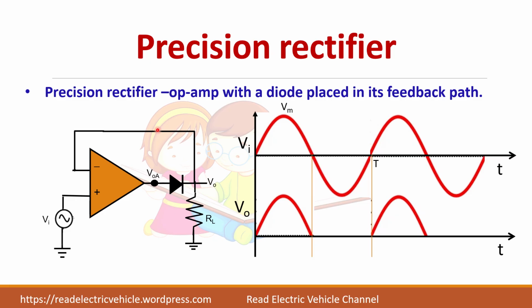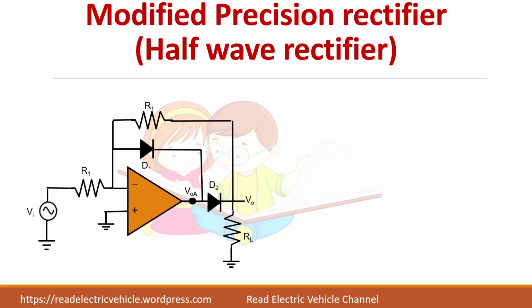So for that, we can modify the circuit. In the modified precision rectifier, you can see that there are two diodes. It is the same circuit, except that in the feedback path you have another diode, and the input is given to the negative pin. So it is basically an inverting amplifier, and the positive pin is connected to the ground.